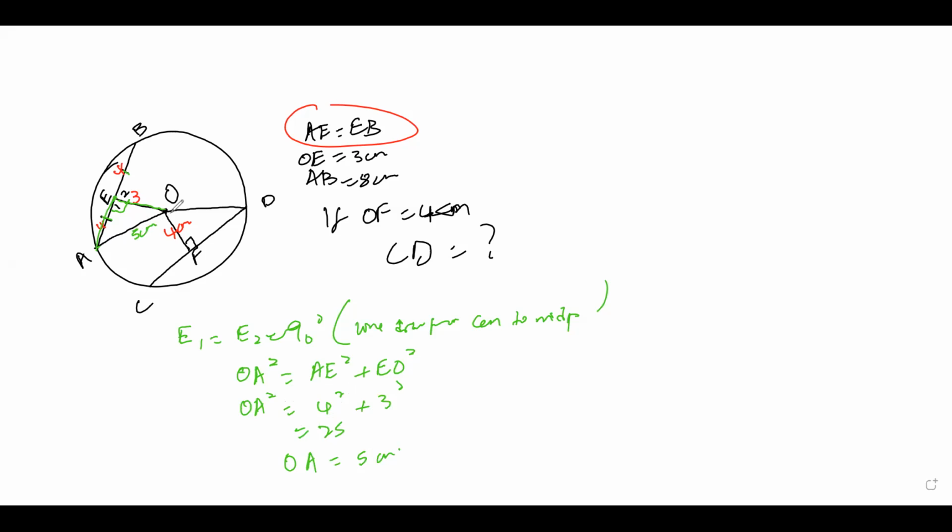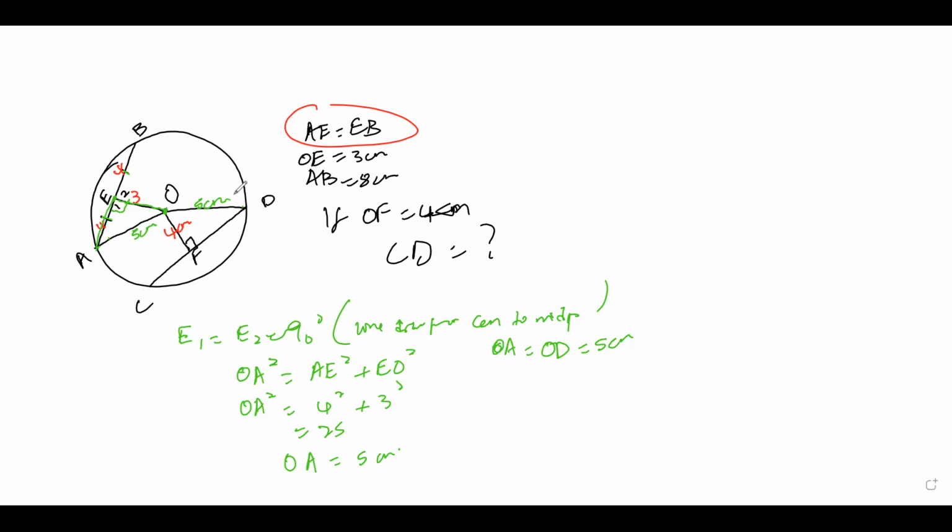But what is the OE? Can you see OA is a line drawn from the center to the circumference? That's a radius. And how many radiuses can you guys see here? There's another line drawn from the center to the circumference. So that means OA is also equals to OD, which is 5 centimeters. That means even here I have 5 centimeters.